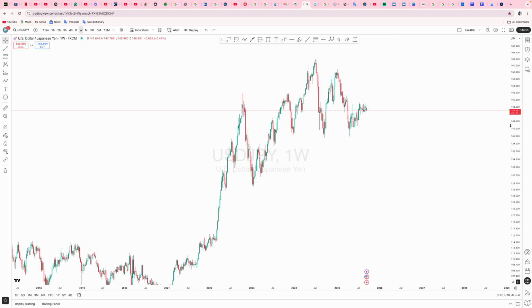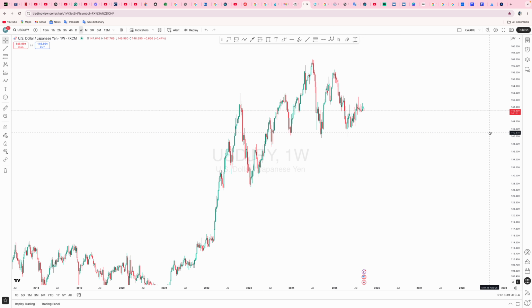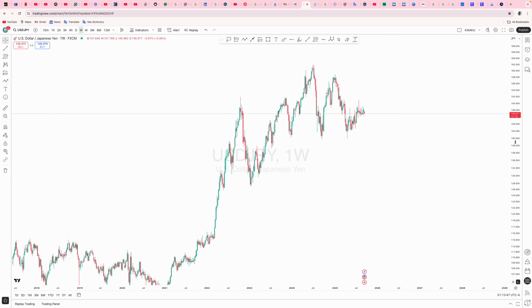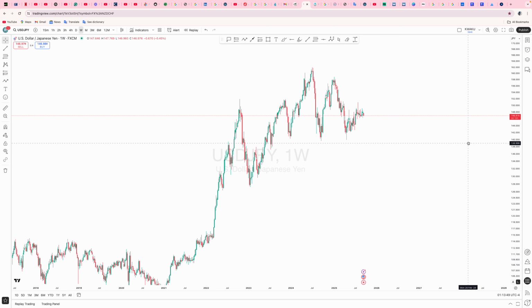Good morning. So today is Tuesday, and my first setup for the day is USDJPY. How am I going to trade USDJPY from today to Friday? I'm starting my analysis from the weekly time frame. So this is the weekly chart for USDJPY.